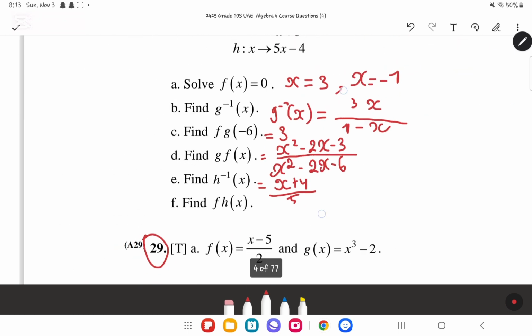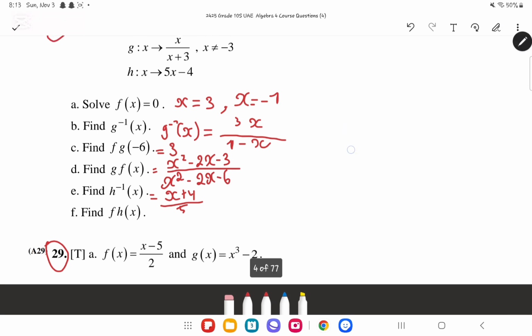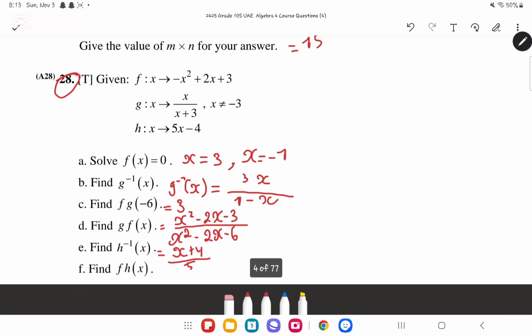Now for the last part, which is part F, they are asking us to find fh(x). So very simply, substitute the x into the h and then the h(x) into f. They already substituted the x into h for us. So h(x) is equal to 5x minus 4. We need to substitute it in f.